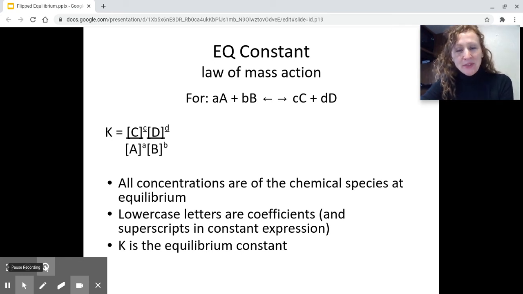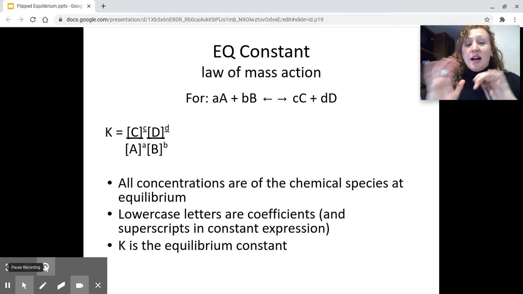Hi, AP Chem. Yesterday we were introduced to equilibrium and the concepts surrounding equilibrium. And we ended yesterday by talking about the law of mass action, or the equilibrium constant, K. So today I want to work with K a little bit.